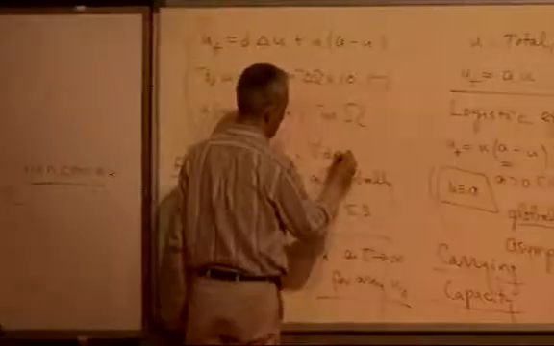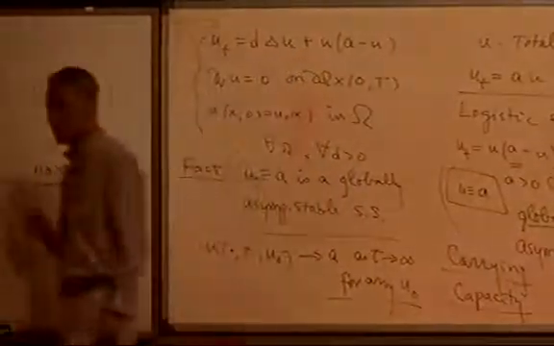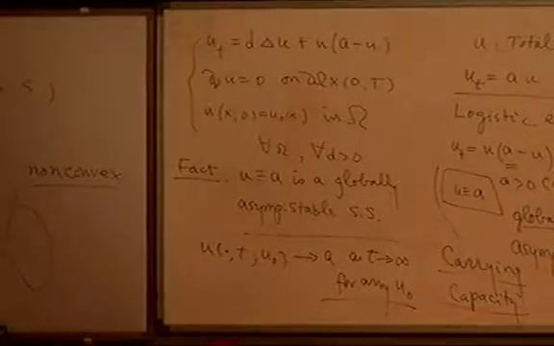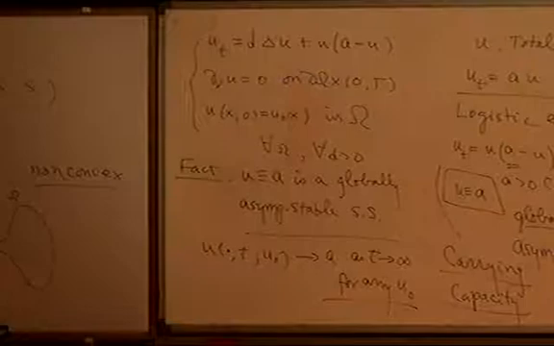Is it true for any t and for any omega? This one holds for any omega, any t. For all omega, omega is bounded smooth, and for all t positive. This is true. Now our story begins.